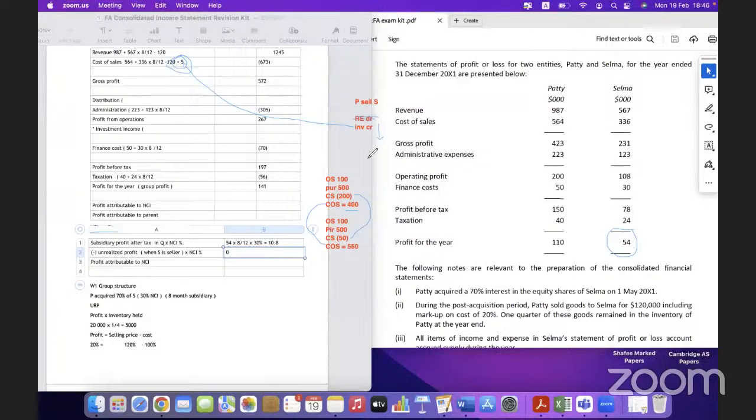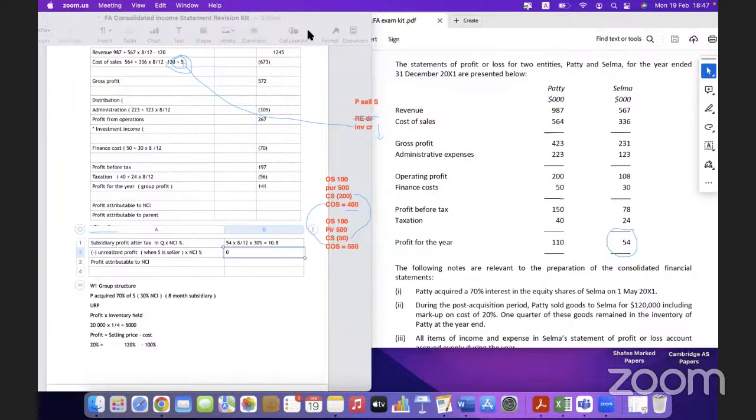Retained earnings debit, inventory credit. Can you see? Is the NCI getting affected in any manner? No, that's why here it's 0. Unrealized profit must be marked here when the subsidiary is the seller. If Selma had sold, then NCI gets affected. But in this question, guys, who sold?